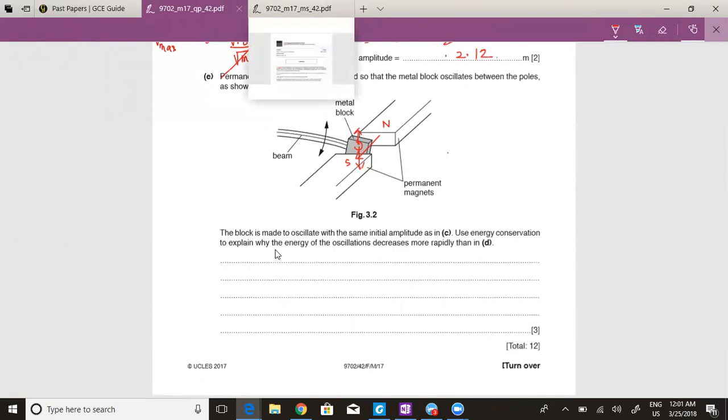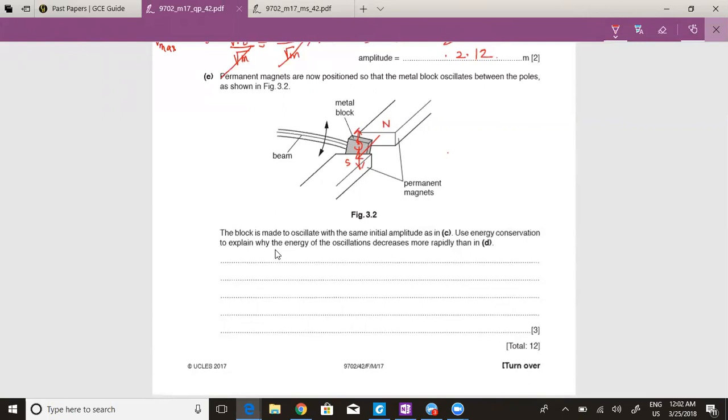So the answer to this really depends upon the fact that, let's assume one of the poles is north, the other is south. Suppose, for example, it goes from north to south, and now you take the oscillations of the beam. Now what will happen? When the beam is moving between north and south, a current will be induced in the beam, and that current will induce its own magnetic field, and by Lenz's law that magnetic field will be in the opposite direction to this magnetic field, right?